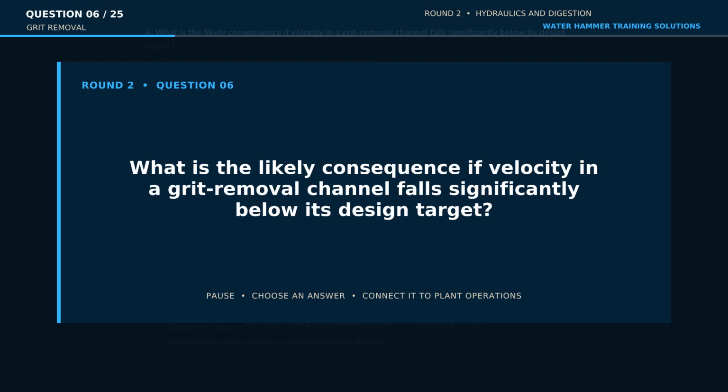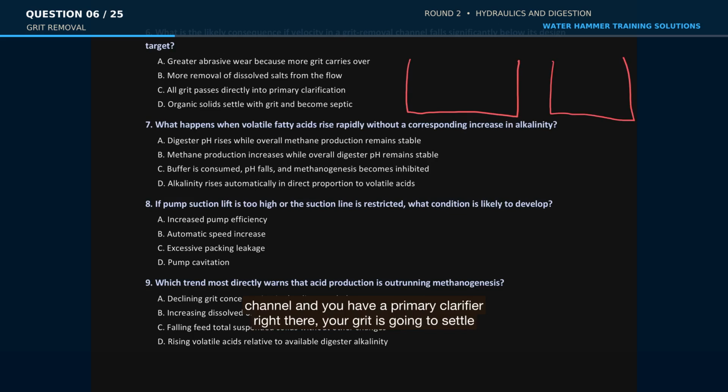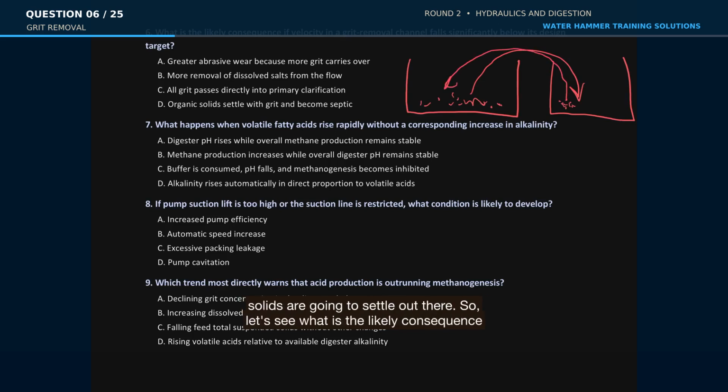What is the likely consequence if velocity in a grit removal channel falls below its designed target? If you have a grit channel and a primary clarifier right there, your grit is going to settle out in your grit channel, and then your primary solids are going to settle out in your primary clarifier. But if it is too fast, then these solids are going to go here, and your grit's going to go there. If it's too slow, your primary solids are going to settle out there. So what is the likely consequence if velocity in a grit removal channel falls significantly below its design target, meaning that it's so slow that these solids don't make it to your primary?